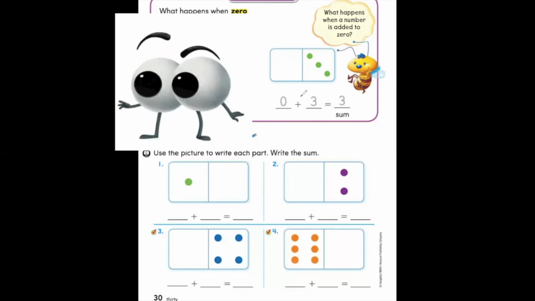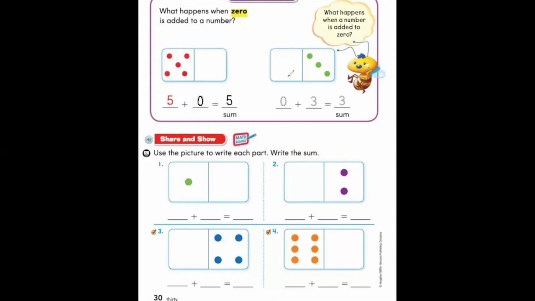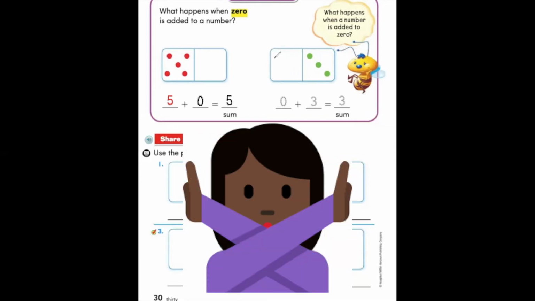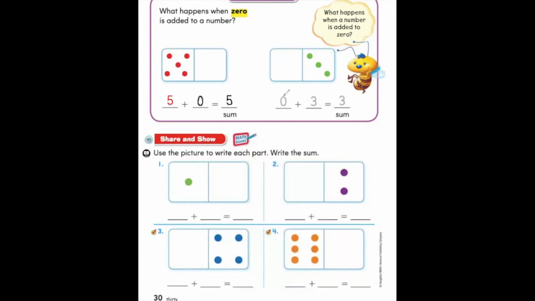Let's take a look at a new picture. In our new picture, there is one part that has no dots. That part means there are 0 dots. On the other part of our picture, we see 1, 2, 3 dots. That means we will write 3.